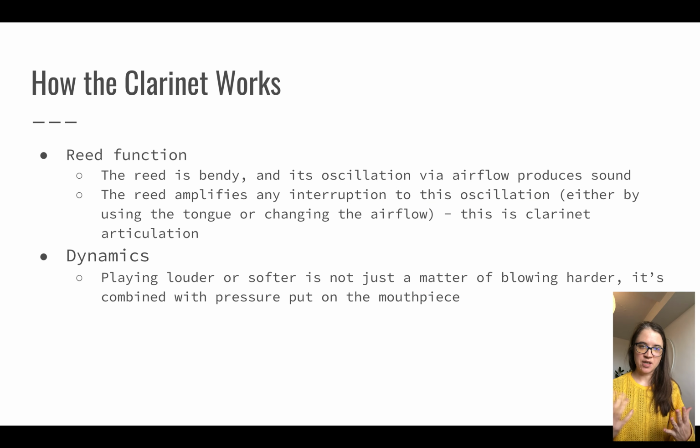So the clarinet functions by the vibration of the reed. The reed's quite bendy, and the oscillation caused by airflow from the player produces sound. So the reed will then amplify any kind of interruption to this oscillation, either by using the tongue or changing the airflow in some other way, and this is how we produce different kinds of articulations. And also it's important that dynamics is not just a matter of blowing harder or softer. It's combined with a different kind of pressure that we put on the mouthpiece.